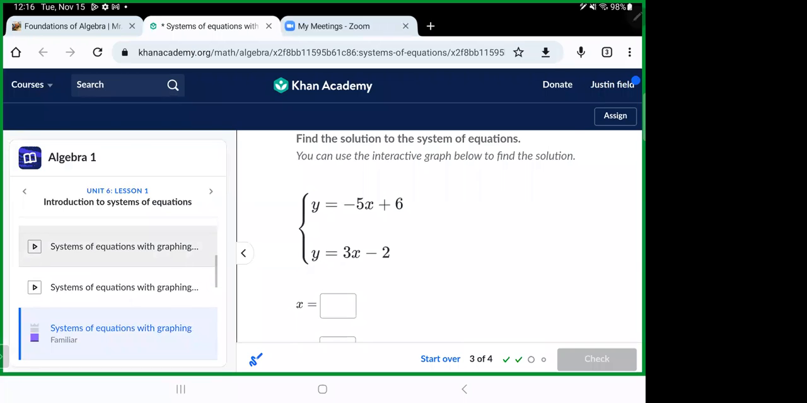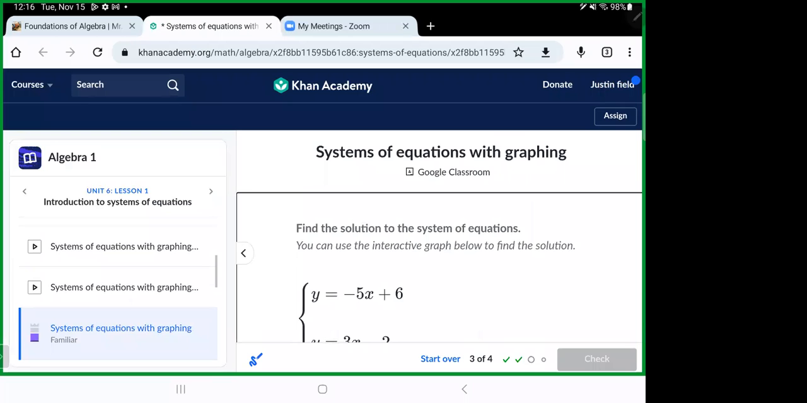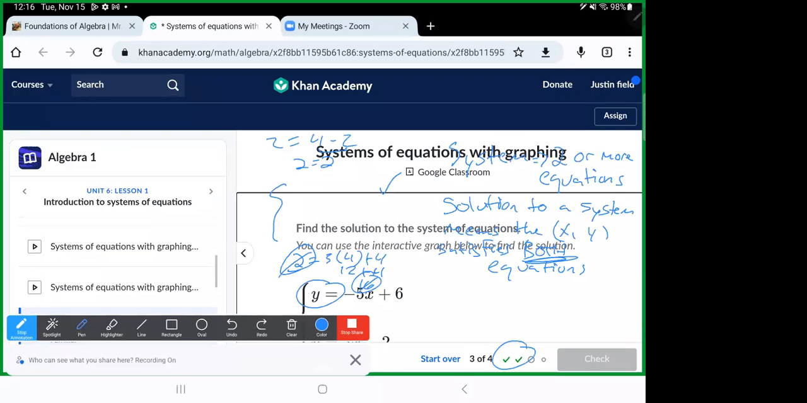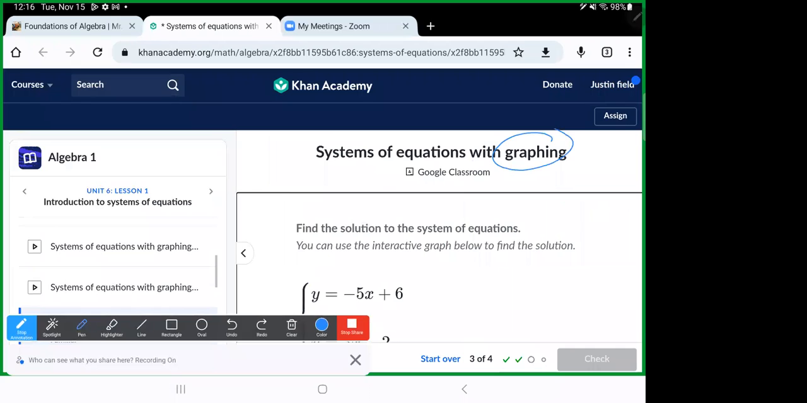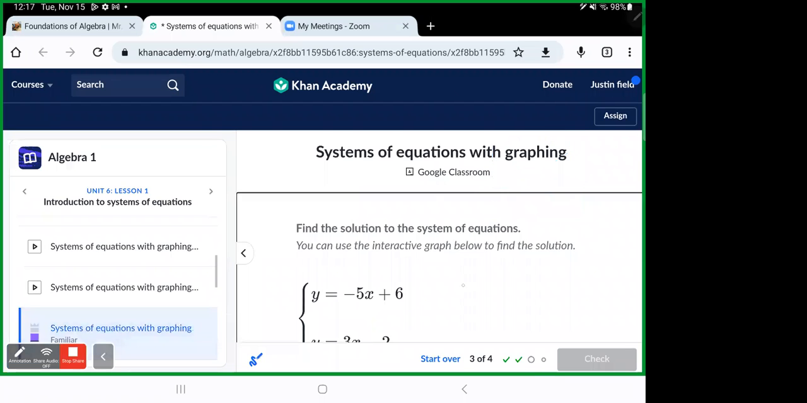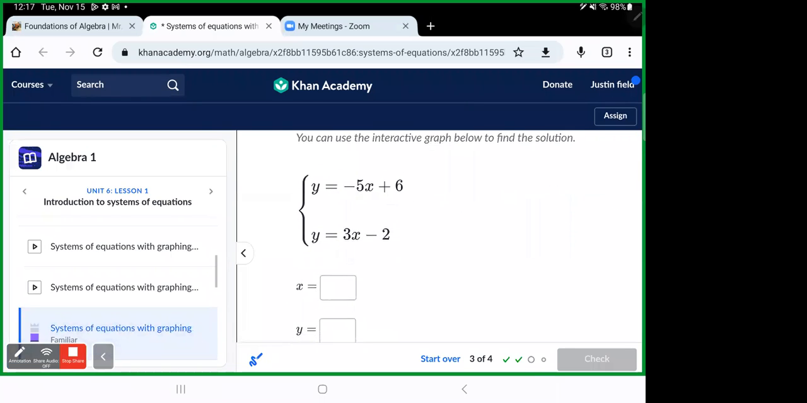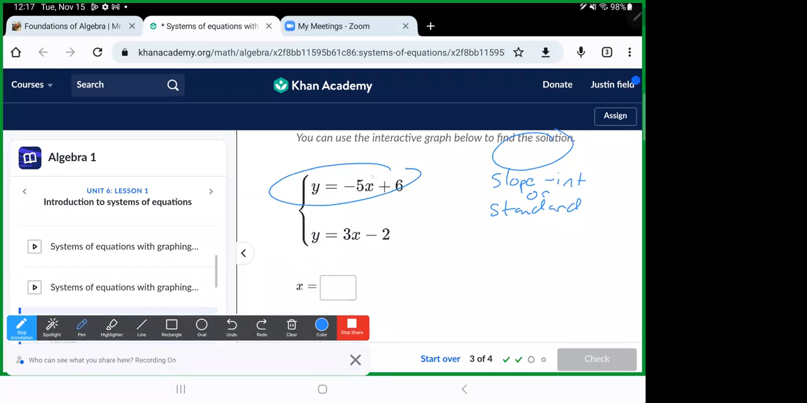Now, as far as this one, solving systems by graphing. When you are graphing, well, you could be graphing in slope-intercept form or standard, right? Point-slope. If you're in point-slope, then I guess that's kind of like slope-intercept. You're just not starting at the y-intercept. But in any case, you have to know what form you're in, all right? And then you can graph it. So what form are these guys in here? Those are in slope-intercept form.